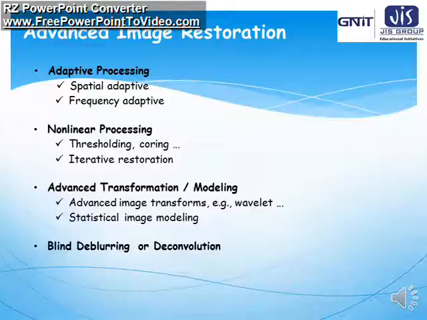Now if we see them separately, the first one is adaptive processing. It can be categorized into 2 portions: spatial adaptive and frequency adaptive. The next one is nonlinear processing, which includes thresholding, clipping and iterative restorations. Moving forward to advanced transformations or modeling, it includes advanced image transformation, for example wavelet transformation, and statistical image modeling. So these are all the 4 advanced image restoration techniques we have to keep in mind.